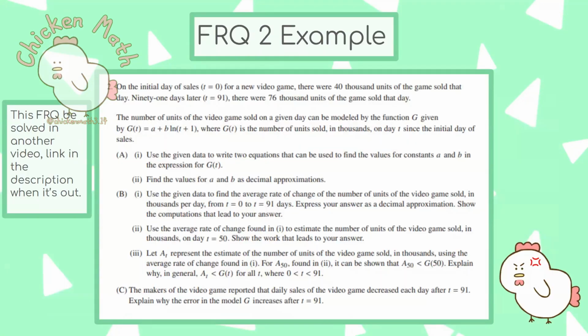So here's an example of FRQ 2. And as you can see in part A, it's asking you to construct an equation. So it's writing 2 equations. In part B, you have to find the average rate of change. So part B is mainly focusing on average rate of change.